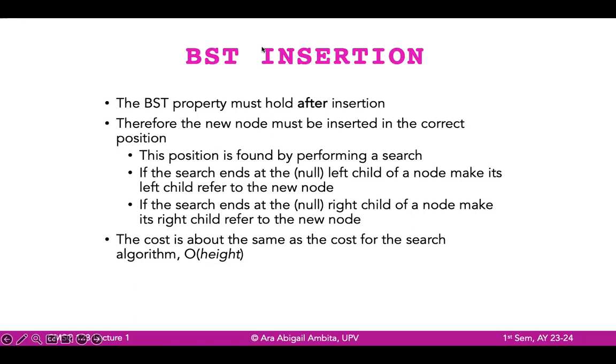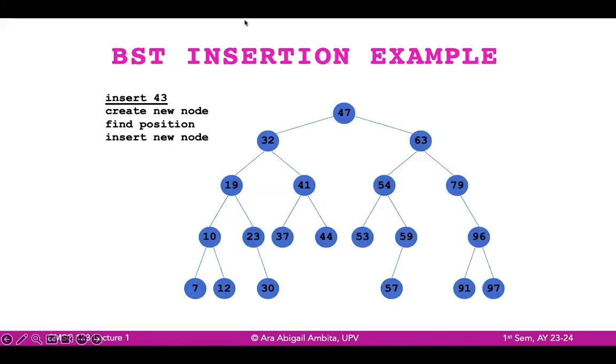And what would be the cost of the BST insertion? It is still the same as the cost of the search algorithm, O of height, and in a balanced binary search tree, it's log n. Let's see the BST insertion example.